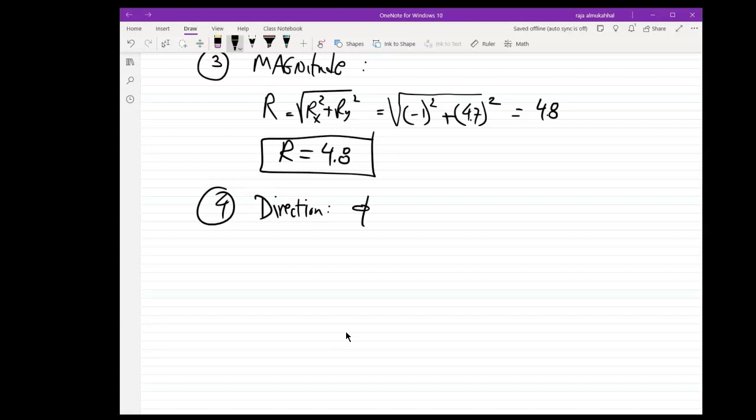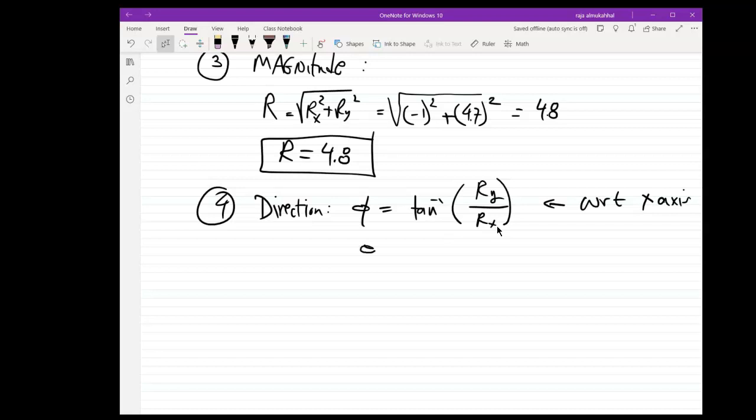And the direction is phi equals tan inverse of R sub y over R sub x. Remember, it's R y over x. If you do y over x like this, you will get the angle with respect to the x-axis, okay? So, with respect to that.